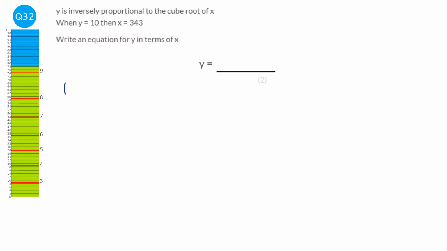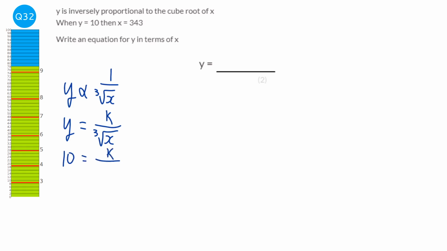So we're told that y is inversely proportional to the cube root of x. And to get rid of this proportionality sign here, we just convert it to an equals and times the right hand side by k, which represents a constant. We now need to figure out what that constant is. So we're going to feed in the value of y and x that's given to us in the question. So we've got 10 equals k over cube root of 343.